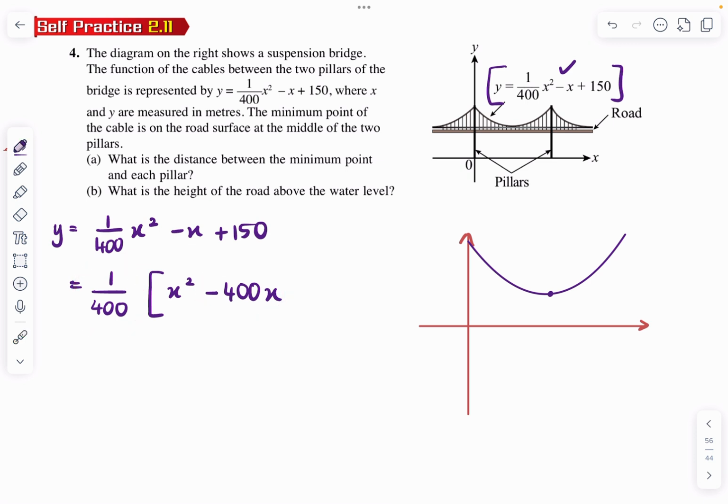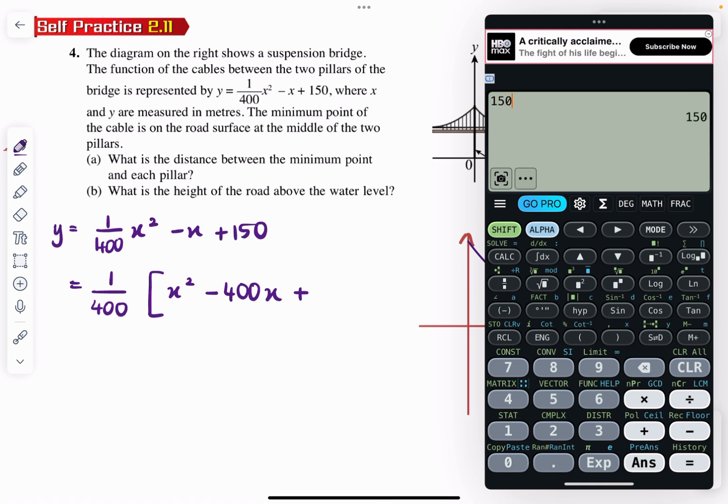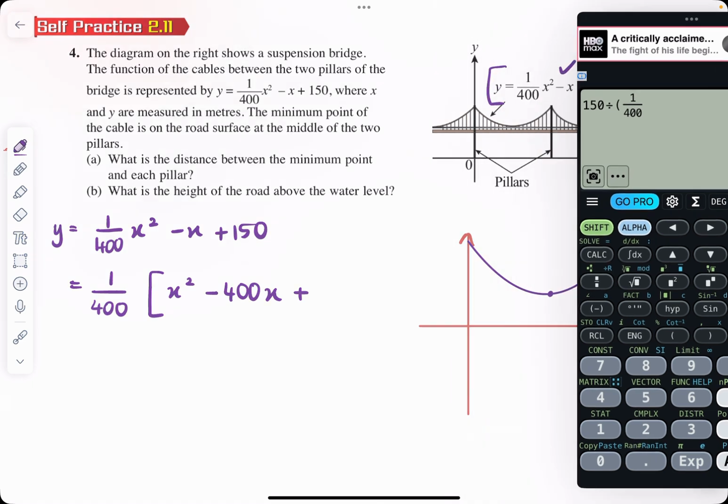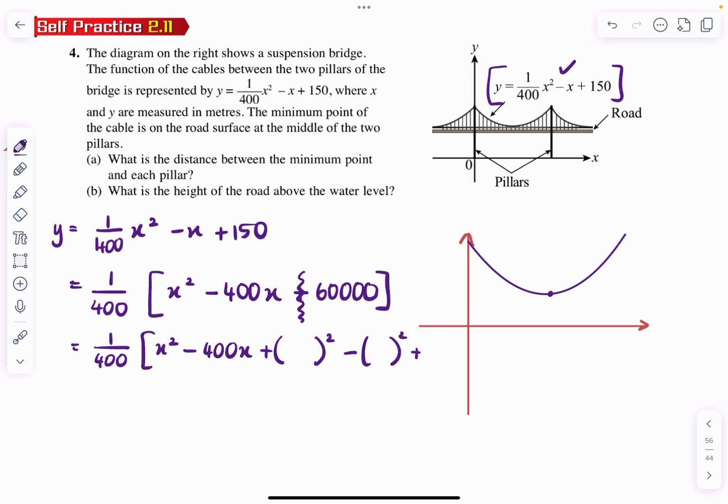And then 150 divided by 1 over 400, this one you can do it using your calculator. 150 divided by 1 over 400 is 60,000. Then to complete the square, we have to break it in between here. So x square minus 400x plus bracket square minus bracket square plus 60,000.